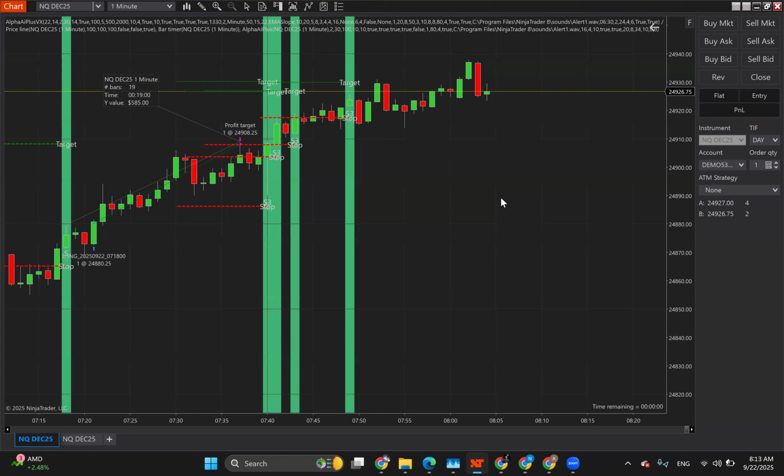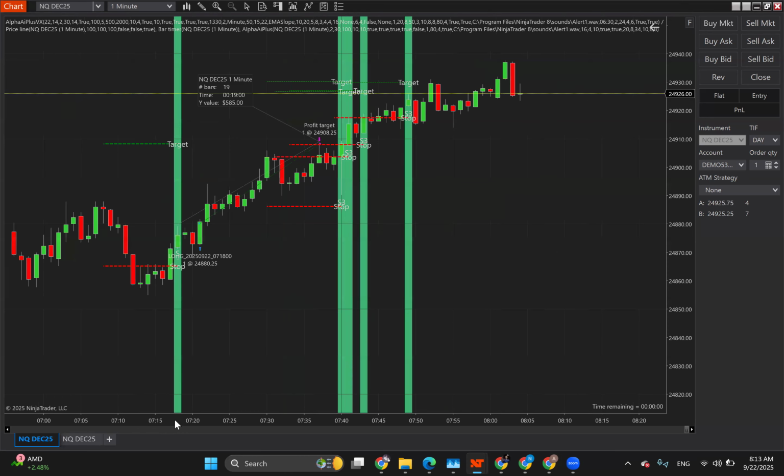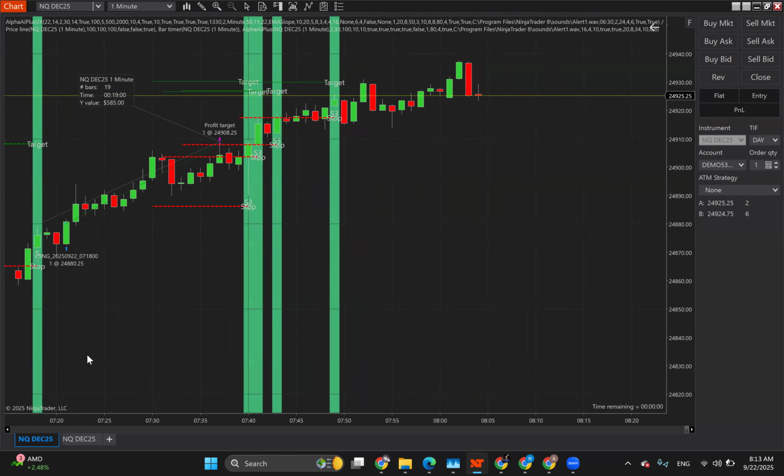So far it's doing its job, and it does not require you to do anything. Like you see, that chart is blank, nothing on the chart, and please do not add anything. You don't need to add anything. You don't need to add EMA, you don't need to add VWAP, you need to add nothing.